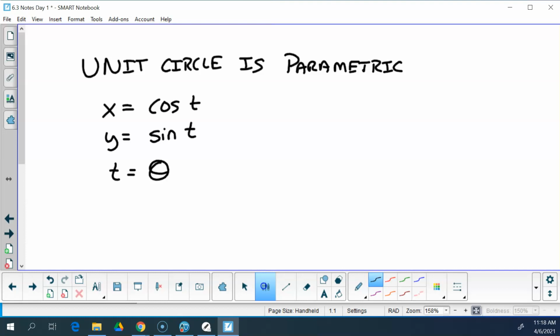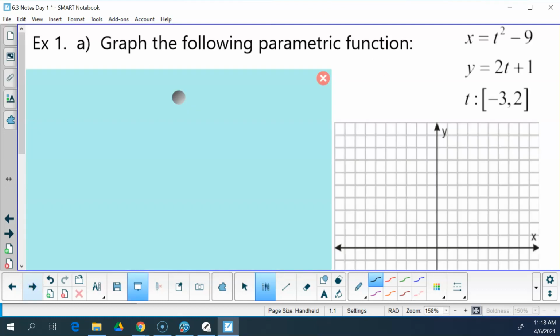Okay? All right? So let's dive into number 1 now on the tan packet. We're going to graph these functions. Okay? We're going to graph them 3 ways. We're going to graph them by hand, we're going to graph them with a calculator, and we're going to graph them with decimals. Okay?